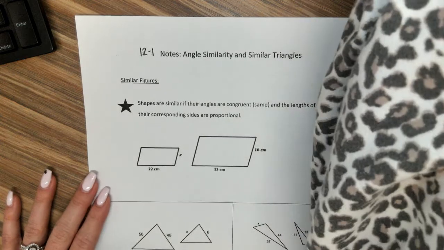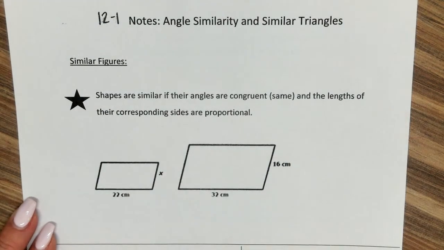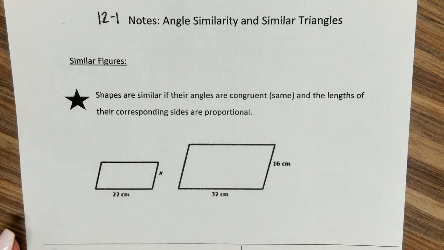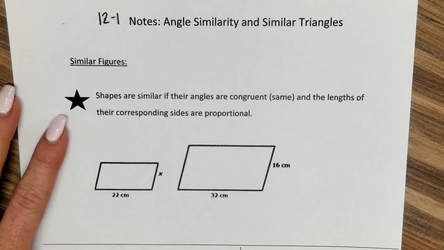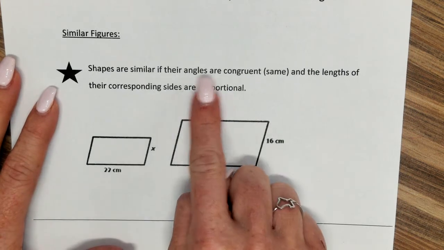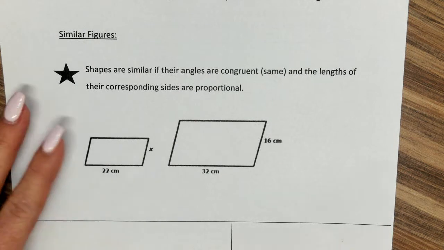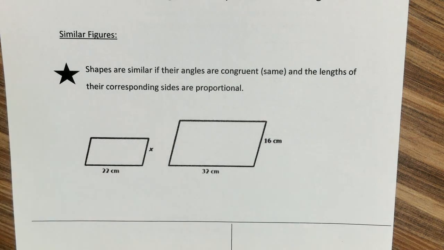Today we're learning about similar figures and their angles and their sides. Figures are similar if their angles are congruent. That means, what does congruent mean? They're the exact same, and their side lengths are proportional.